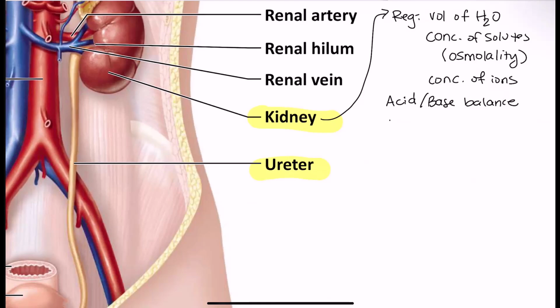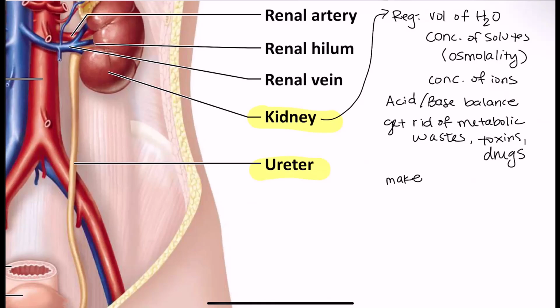The kidneys help us get rid of metabolic wastes. So those byproducts of metabolism that we don't need, we just get rid of. And also things like toxins, things like drugs. All of that can be eliminated in the kidneys. The kidneys also make hormones.